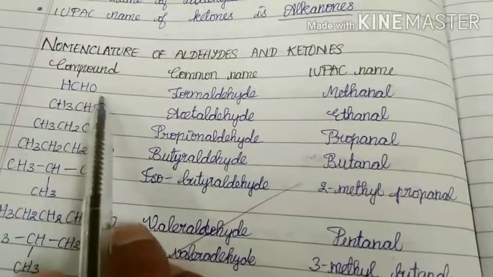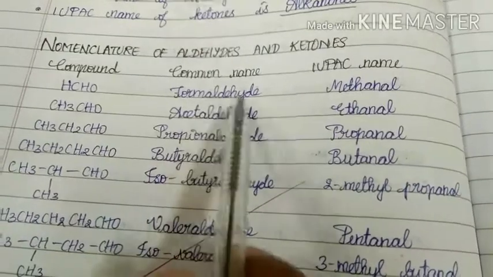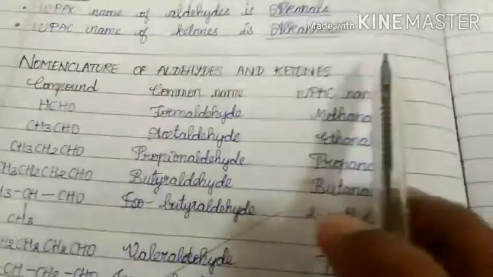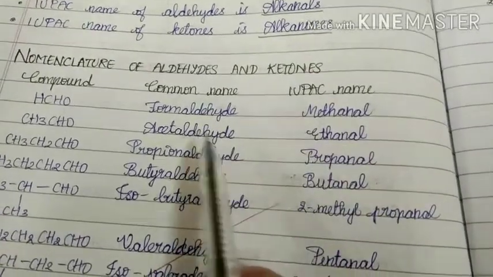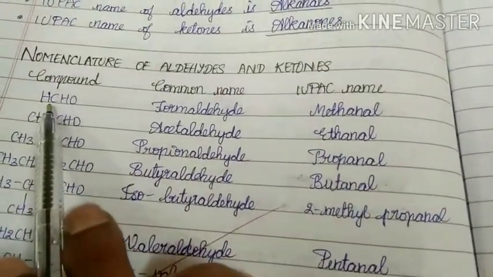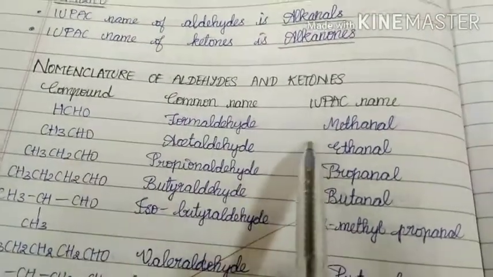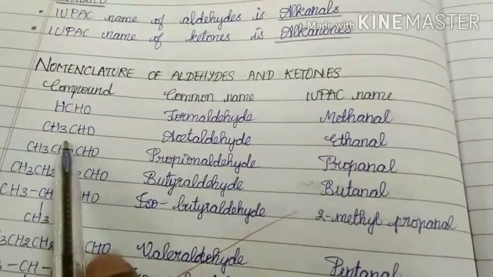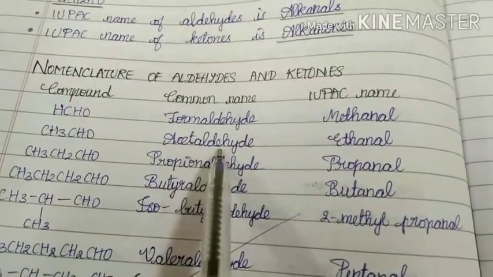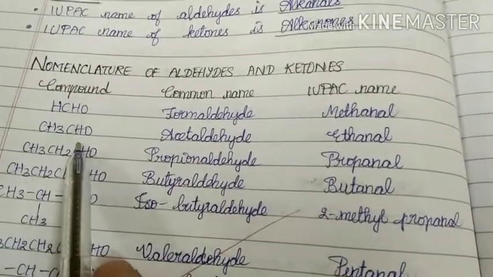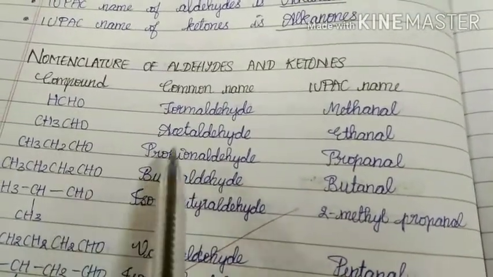Next topic, nomenclature of aldehydes and ketones. Example, HCHO. This is formaldehyde. Its IUPAC name is methanal, because only one carbon is present. If CHO is present, the secondary suffix is al. So methanal. Next, CH3CHO. Its common name is acetaldehyde. HCHO is formaldehyde. CH3CHO is acetaldehyde.